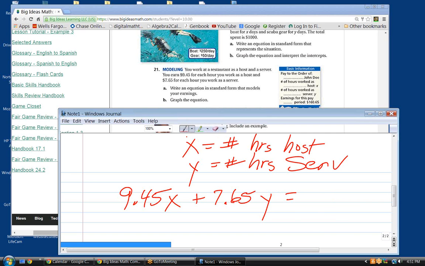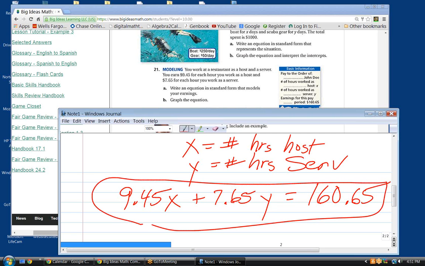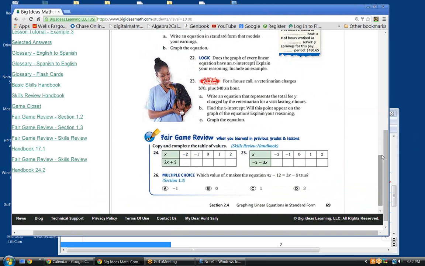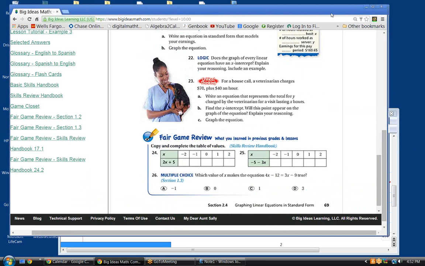So let's not go there yet. And then you can graph this just like we've been graphing all of them. Graph the x-intercept and the y-intercept. And at least on this one they don't ask you to interpret it, which is good because I don't really like having to interpret that, because the interpretation of it doesn't mean a whole lot.